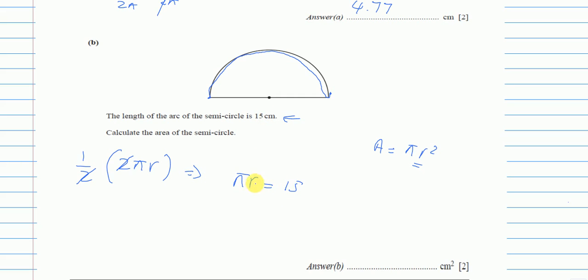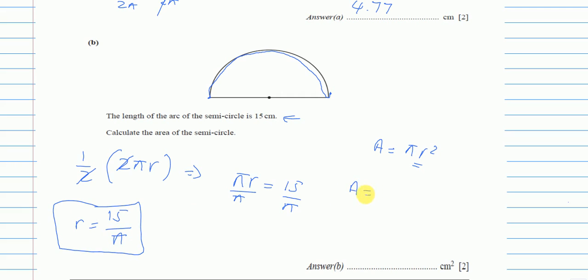Now we can find r easily. We will divide by pi on both sides, so we get r equals 15 over pi. Now I'm not going to round this here because the examiner wants the final answer to be rounded, not the ones in between. So my r is this one, and I'm going to use this in this formula.